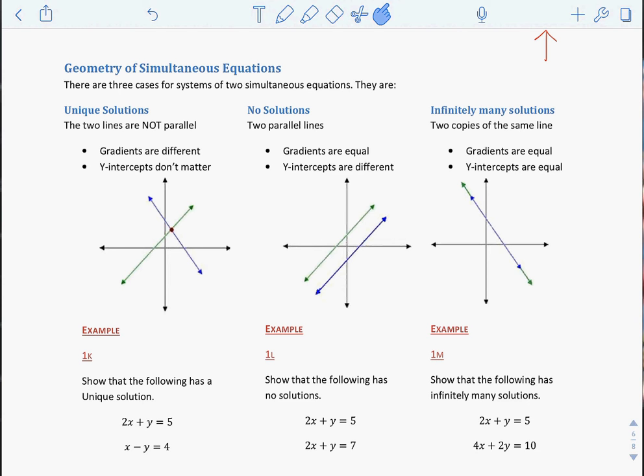This is really important because although it's not taught at Year 12, it is definitely expected knowledge, and about every second year there are exam questions with relation to the geometry of simultaneous equations. Alright, so we're going to look at a case of each of these, and then how can we show that something has a unique solution, for instance.